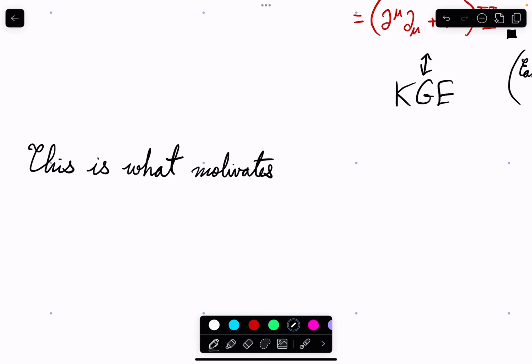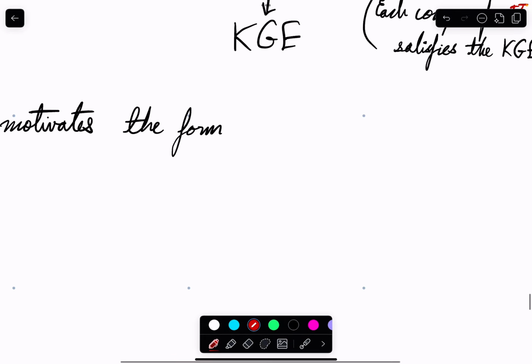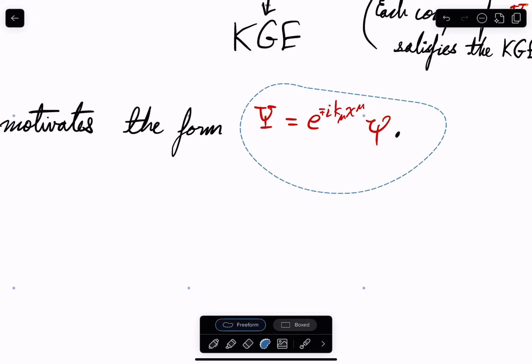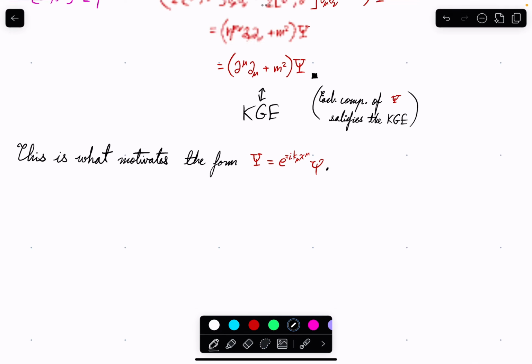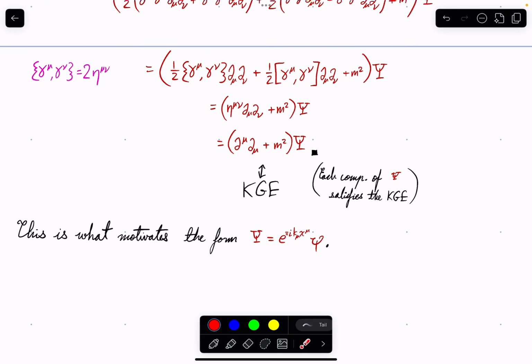the form psi equal to e to the minus or plus i k mu x mu times some spinor. This is what motivates this, seeing that it satisfies the Klein-Gordon equation. So you get a wave-like component and then something that's left, or that's not affected by the wave.